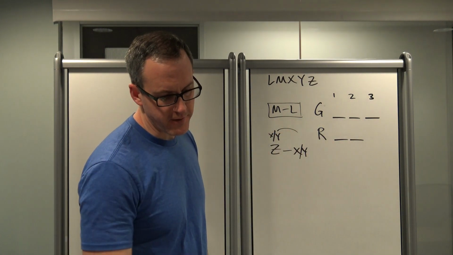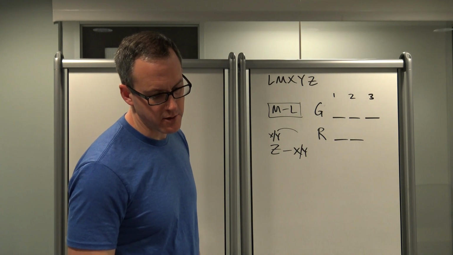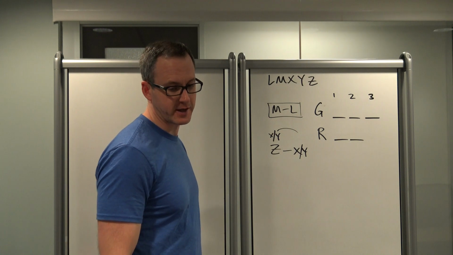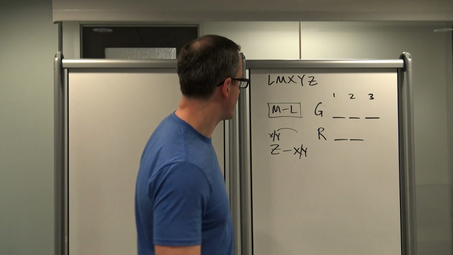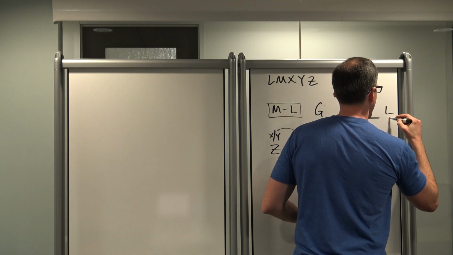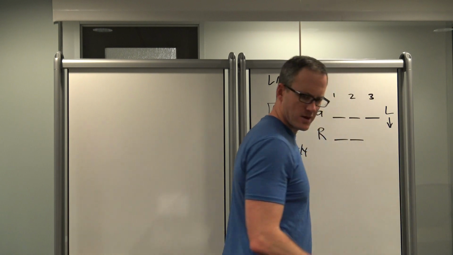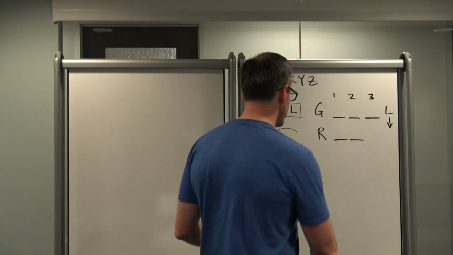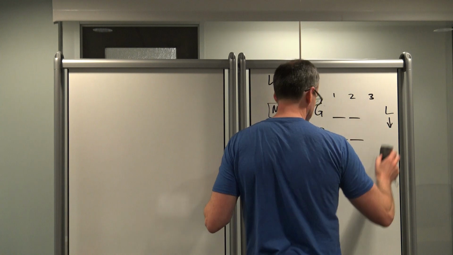If L is in G, then X and Z have to be in R. So if L is up here, if L is in gold, then X and Z have to be in rose. Oh, this is a little misleading because we don't know if this is going to be the third.